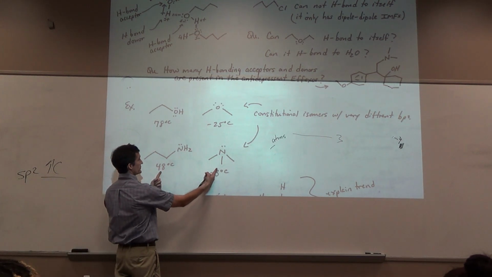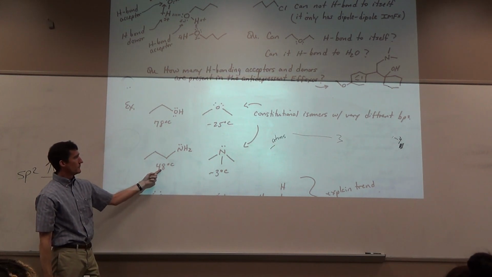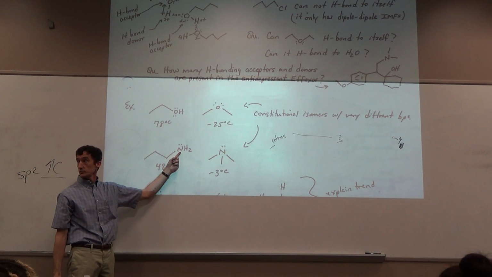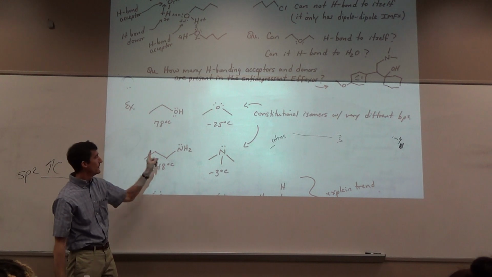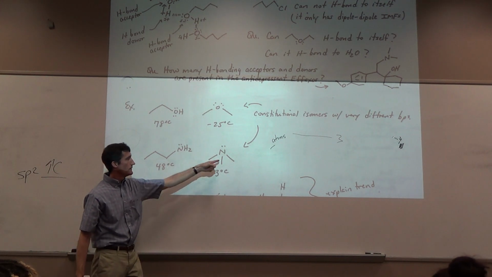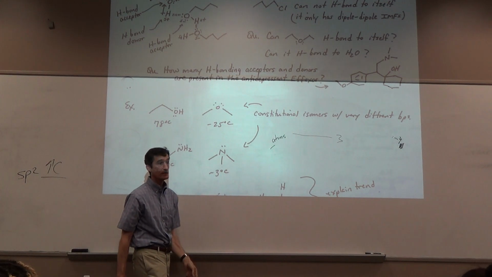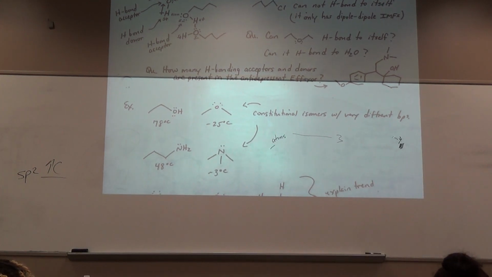Look at these constitutional isomers. Primary amine, that's a tertiary amine. Much higher boiling point. Can you envision hydrogen bonding between multiple molecules here? Like the network I showed up there? Molecules here, they only have acceptors. Question?